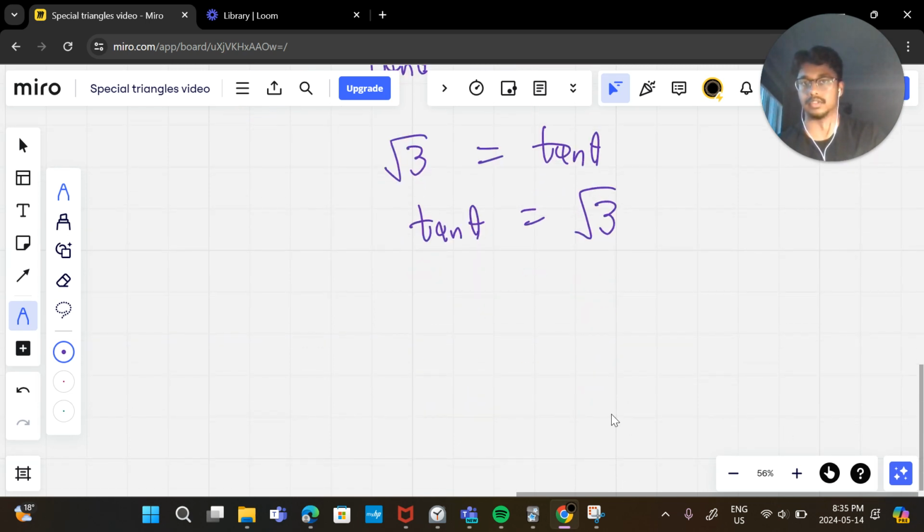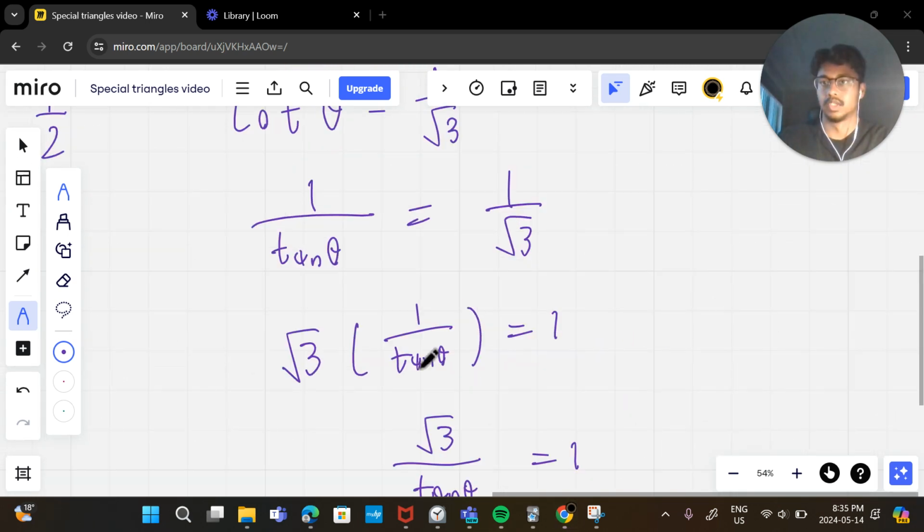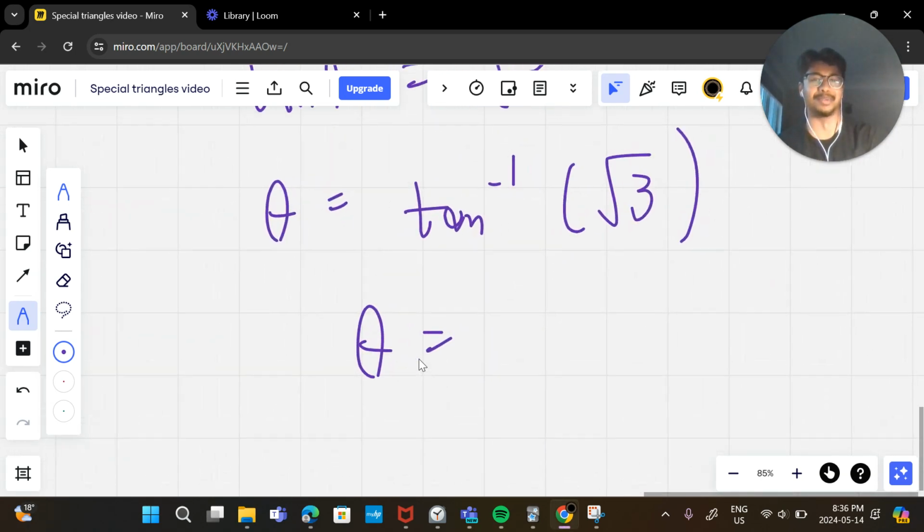Then bring the tan to the other side. So then you could go about this question like that. This is actually the way that I recommend going about this question, because I think it's the best way to go about it, honestly. But just to finish this up, this will be 60 degrees.